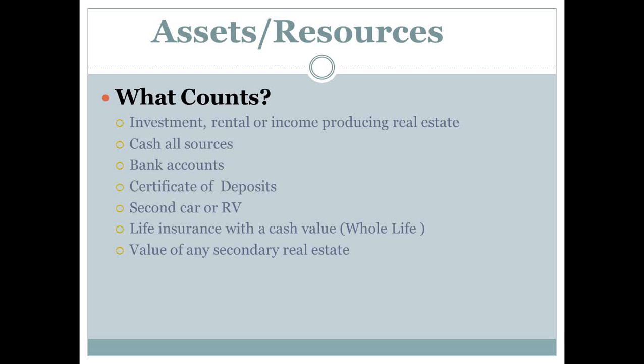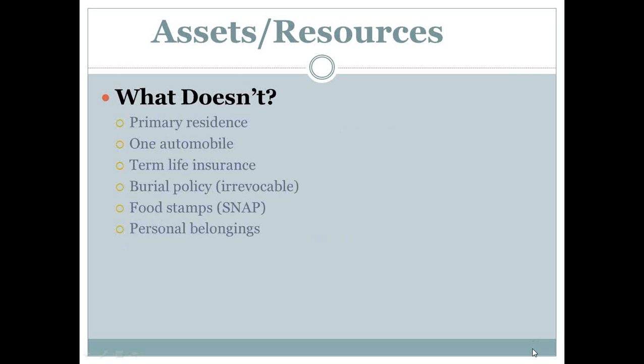So when you're doing an application, DHS might ask for a copy of the policy and what the current cash value is. That is determined by the Department of Human Services, but it would be something that the client would have to provide information on. So talking about assets and resources that don't count would be your primary residence. You're allowed to own a home in Colorado and be eligible for Medicaid. In most cases, people qualify having their primary residence.